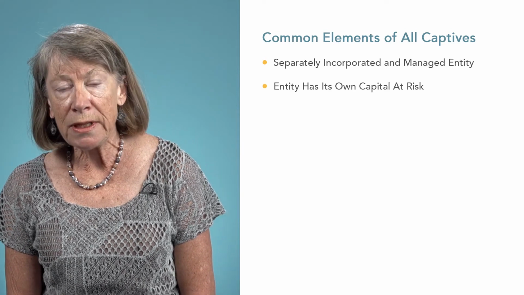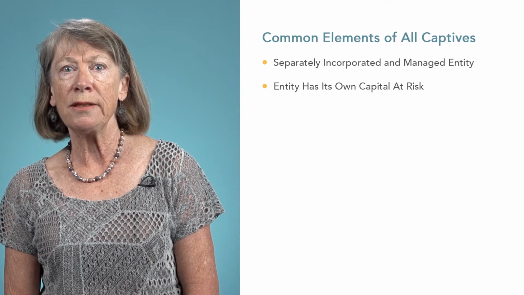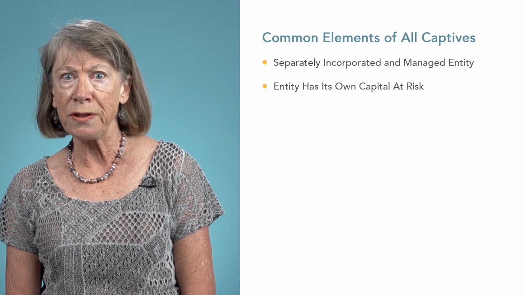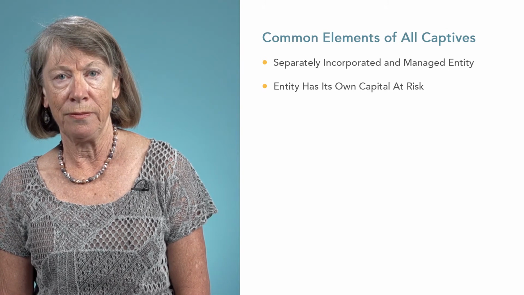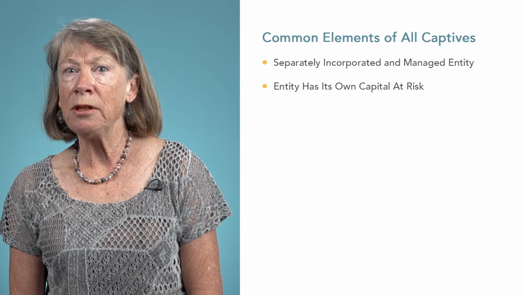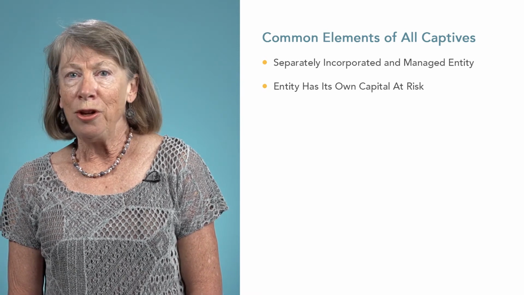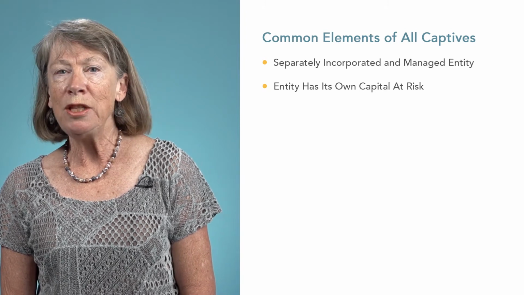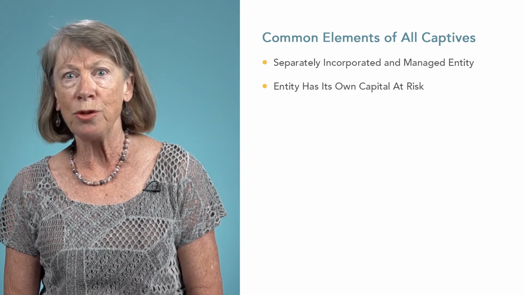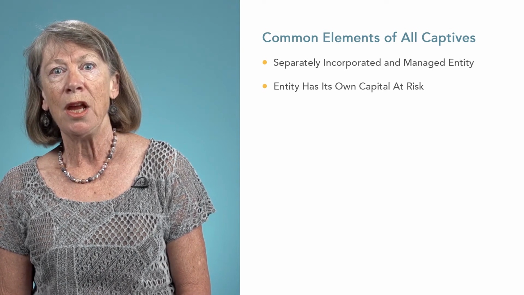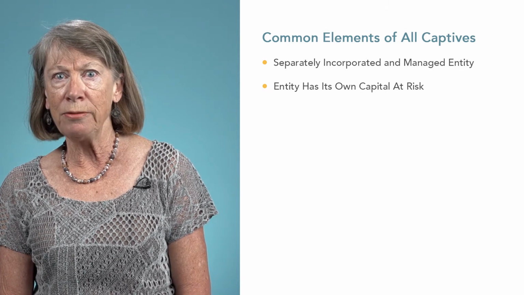The second element is that the entity that is being used to finance the risks of its owners and users has its own capital at risk. If it doesn't have capital at risk, it's not an insurance company. And therefore, you can't ever claim that you need to be treated as an insurance company for accounting or tax or other reasons. So the captive insurance company needs its own capital at risk.